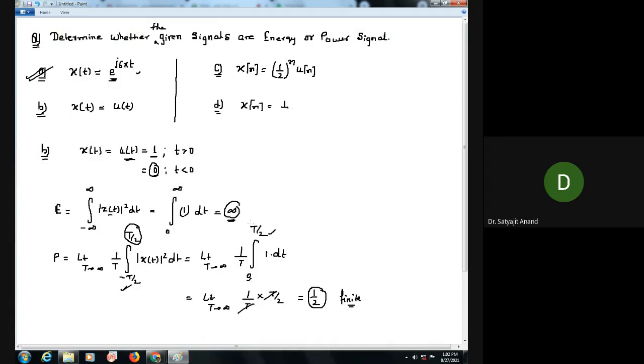What do we call this? Am I audible? Yes, sir. So it will be a power signal, because power becomes finite, but energy is infinite. Energy we are getting infinite, and power we are getting finite. Yes, sir. Power it is. Power becomes finite. So that will be your power signal, right?